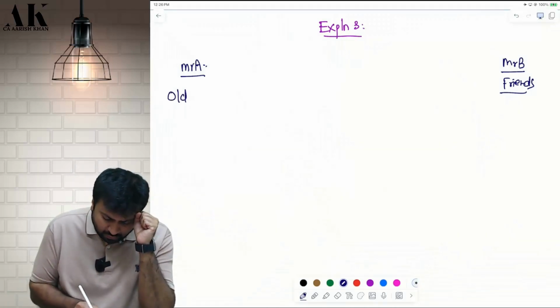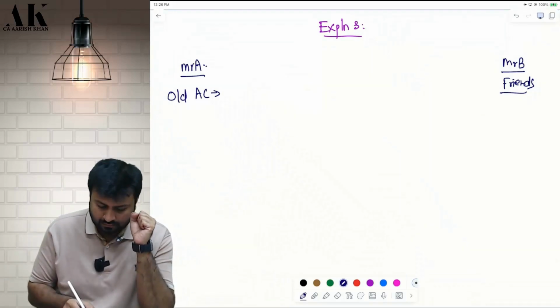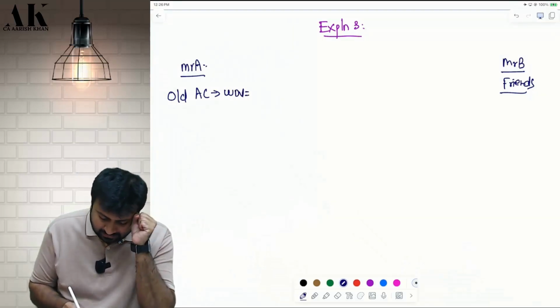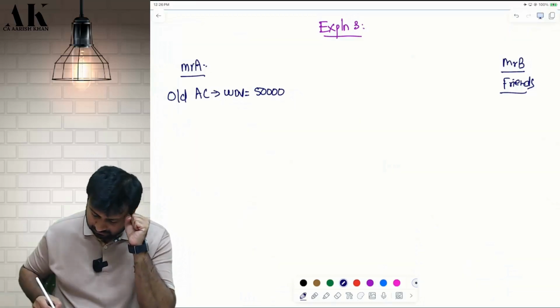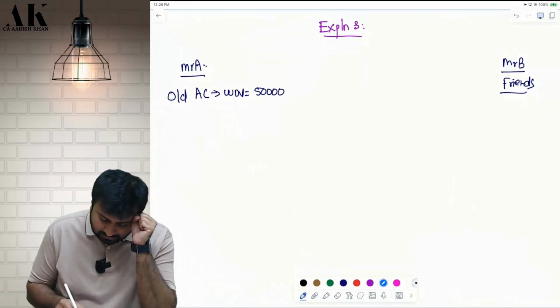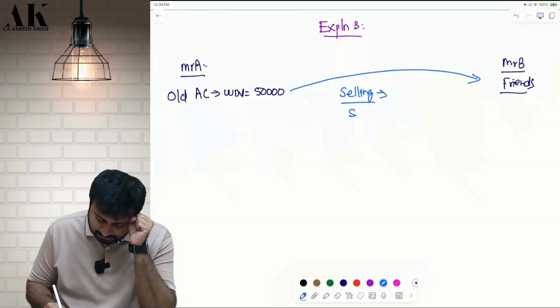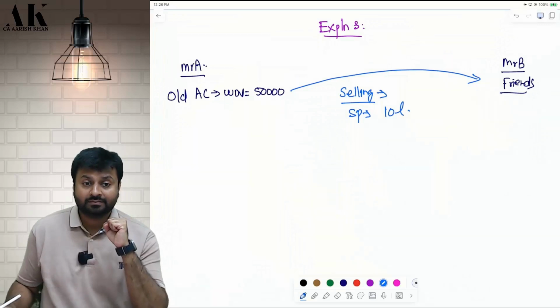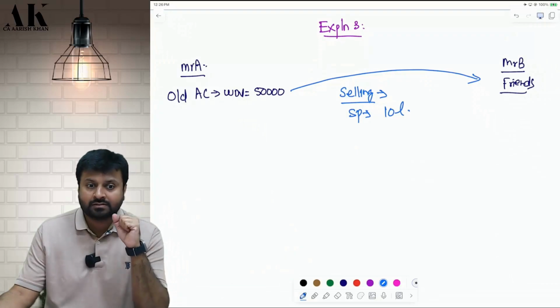Now I have an old air conditioner, very old, whose WDV is very less. Say 50,000 rupees is the WDV of the air conditioner. Now I am selling this to my friend for 10 lakh rupees. It is just like selling old furniture or scrap from your house at a very high price.